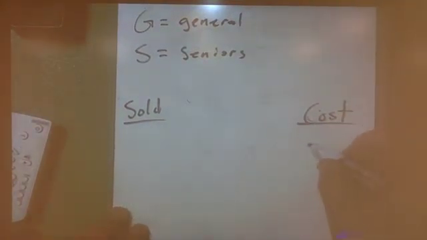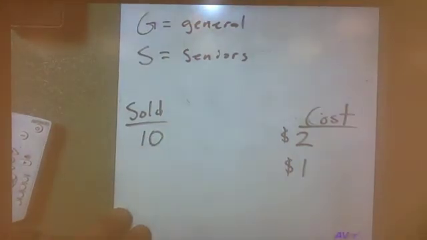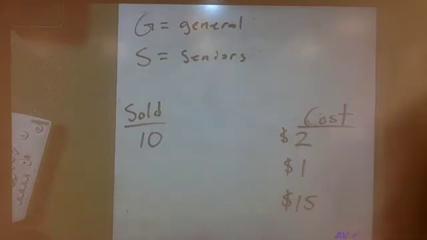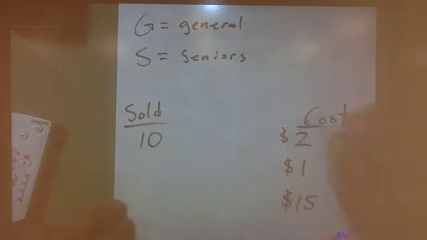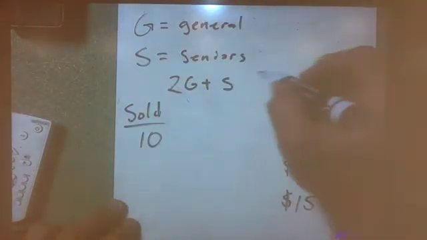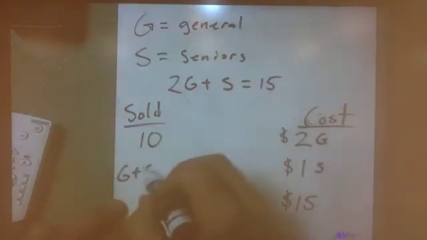So let's say the general tickets cost $2 and the senior tickets cost $1, and you sold a total, we'll do 10 tickets again. 10 tickets, and the total amount of money you brought in was $15. All right, so your first equation, I'm going to use the cost again. That would be 2G plus 1S, which is just S, equal to 15. And then here you have G plus S equals 10.